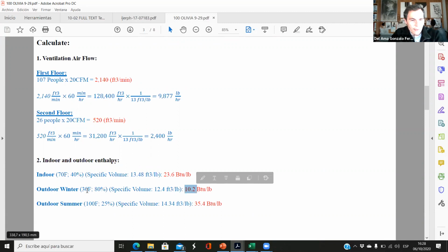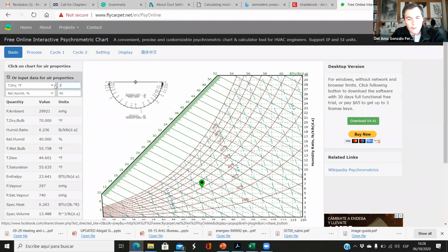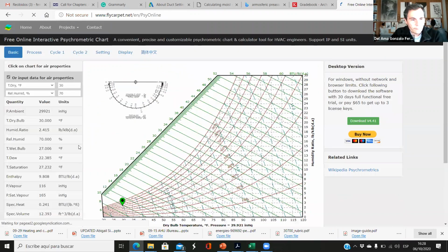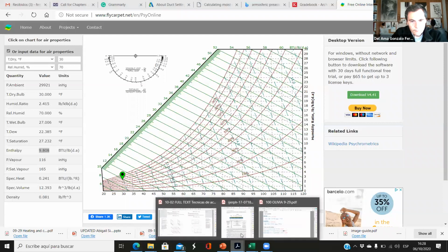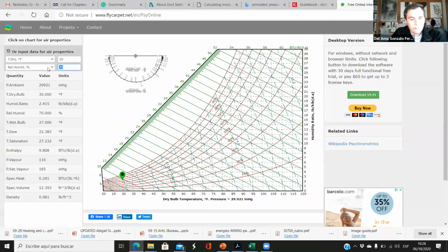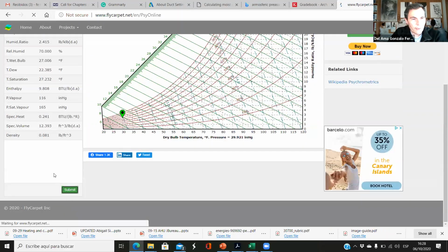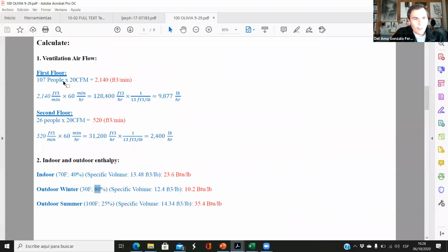So it's 10.2, let's see. So this is 30 and 80. So we go back here, we type 30 Fahrenheit, 70 relative humidity, submit. And the enthalpy is 9.8. Oh, because it was 80%, sorry. 80%, submit. And now the enthalpy is 10.18, so 10.2. Okay, so that's correct. We have the indoor and outdoor enthalpy.